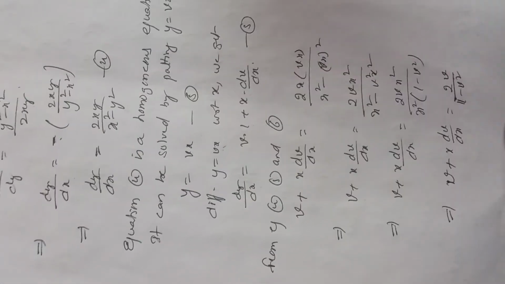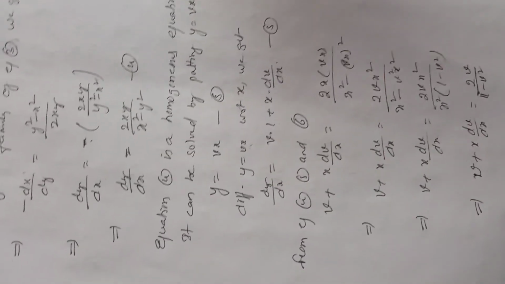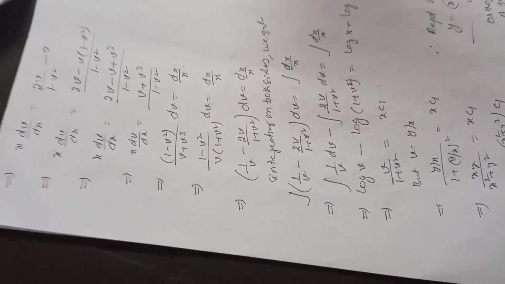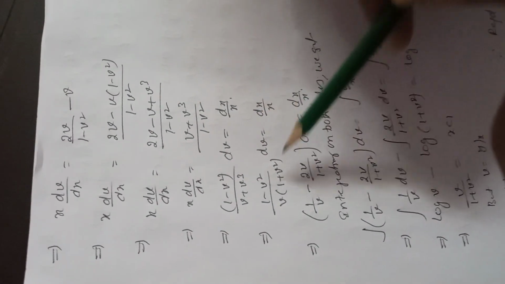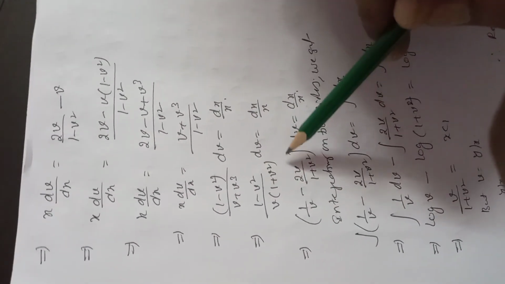Now this can be reduced to variable separable form. See, variable separable form వచ్చింది. Now x into dv by dx is equal to this thing, separate చేస్తే నాకు ఏమొస్తుంది? 1 minus v square by v into 1 plus v square dv is equal to dx by x.